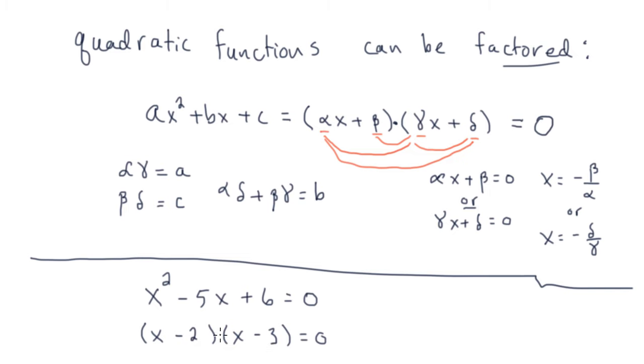And now again, by the zero product property, either x minus 2 has to be 0 or x minus 3 has to be 0. Okay, so then x equals 2 or x equals 3. Those are the two zeros of this quadratic function.